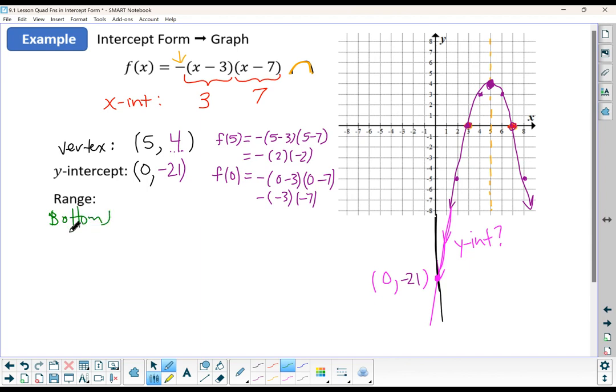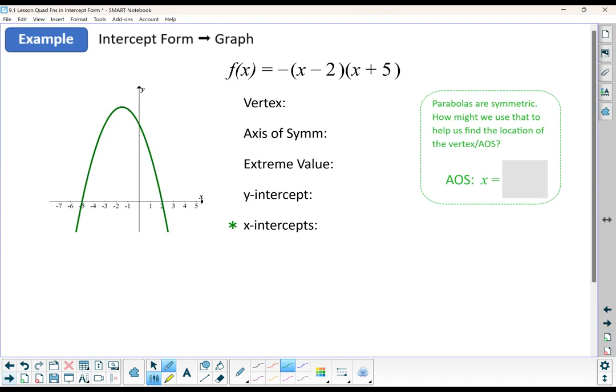So for this graph, our range would be from negative infinity up to a maximum height of 4. Bracket on the 4 because that is the vertex. Okay, let's try to find some different items for this graph.